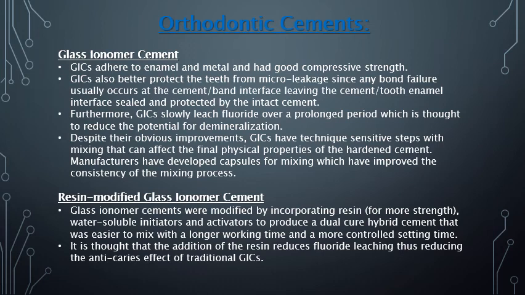Resin modified glass ionomer cements. Glass ionomer cements were modified by incorporating resins for more strength, and water-soluble initiators and activators, to produce a dual-cure hybrid cement that was easier to mix with a longer working time and a more controlled setting time. It is thought that the addition of the resin reduced fluoride leaching, thus reducing the anti-caries effect of the traditional glass ionomer cement.